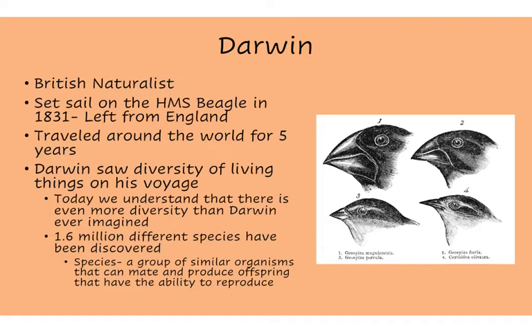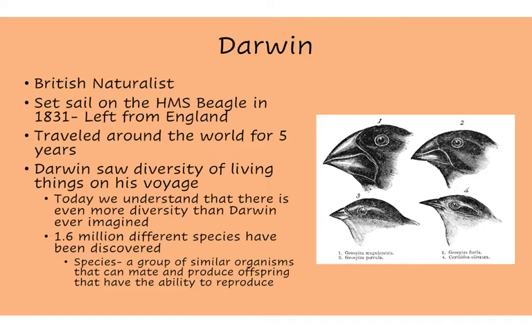By diversity of living things, what I mean is, for example, he saw giant tortoises in one area of South America, and then he saw giant tortoises in another area of South America. And he noticed, even though they were the same species, they looked quite different. And he was confused about why they looked different. Why was there a need for them to look different?